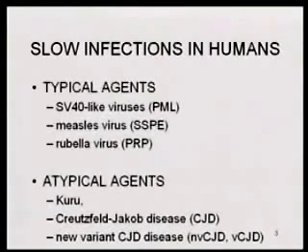And some of these are due to viruses, and so these are typical agents like SV40 and PML, we've already talked about. Measles virus and SSPE, we've already talked about. Rubella and PRP, we've already talked about. We've already talked about rabies this morning. But then there's the so-called atypical agents, and these are what we call prions. And in humans, they cause a variety of diseases that we're going to discuss at the end, including Kuru and Creutzfeldt-Jakob disease.